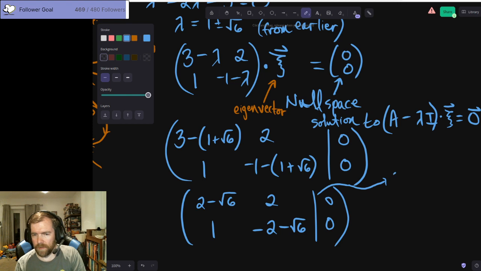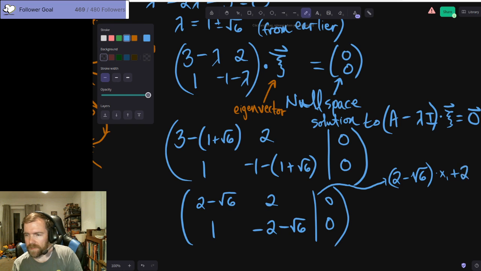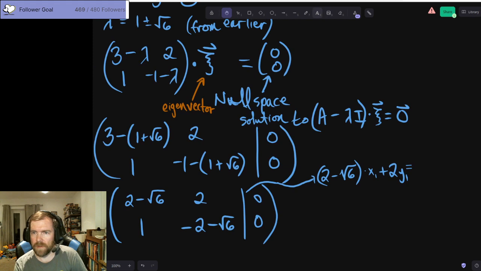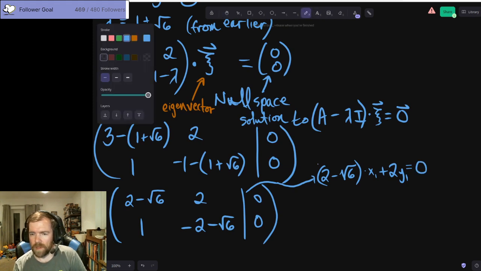What does that really mean? Well, it's 2 minus root 6 times x1 plus 2y1 is equal to 0. And again, simultaneous equation, 1x1 plus parentheses, negative 2 minus root 6, y1 is equal to 0.